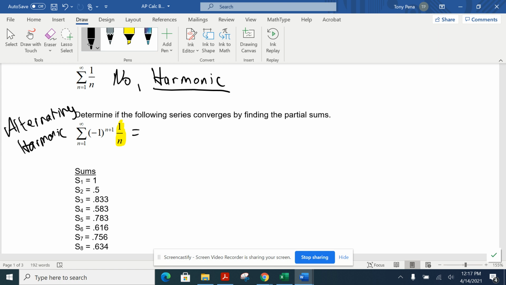So if I let n be a 1, the first thing I'm going to get is a positive for the exponent part, the alternating part, and then I would get 1 over 1. So that's the first term. If the n is then a 2, it's going to be a negative 1 in the numerator over 2. And then we alternate to 1/3, alternate to a negative 1/4, so on and so forth.